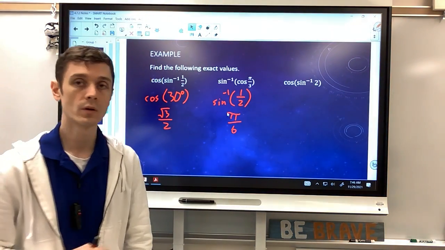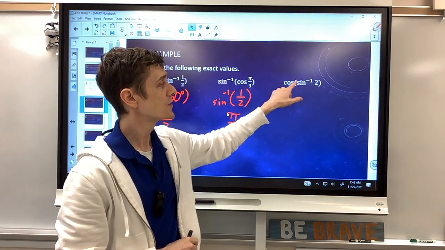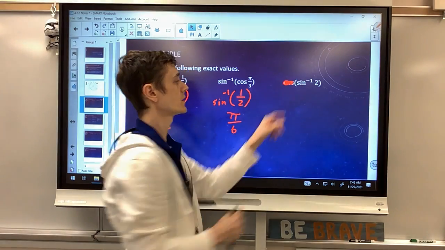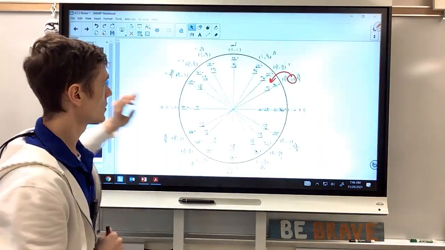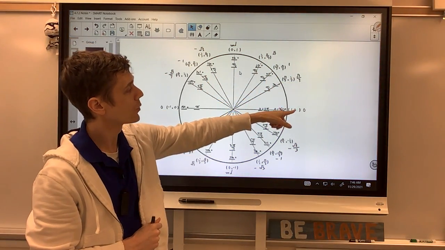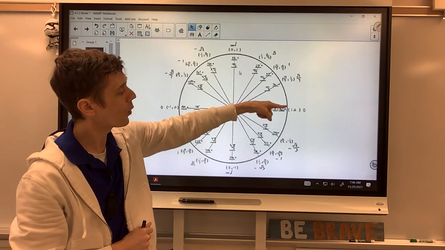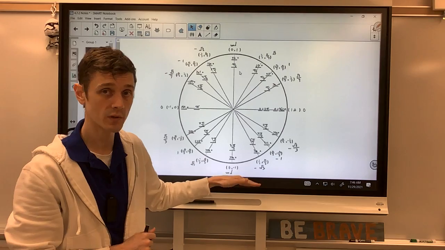And now one more example here real quick. This one asks me to find sine inverse of 2. So I know that I want to look at the y coordinates because I'm looking for a sine value of 2. Now, if I go back to my unit circle, what you'll notice is that that number was not on there anywhere. My y coordinates only go from 0 up to 1, or if I was going down, I can get all the way down to -1.